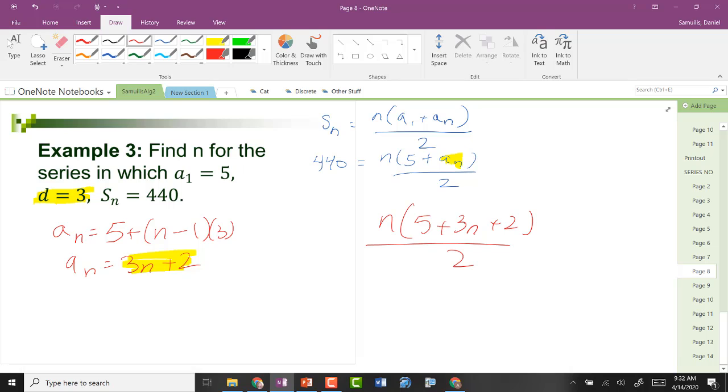Again, I made a substitution. A sub n is equal to 3n plus 2. And so now I can solve for n, because I do know that this is 440.